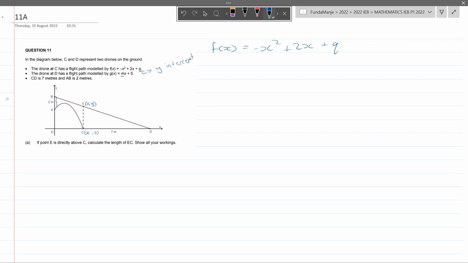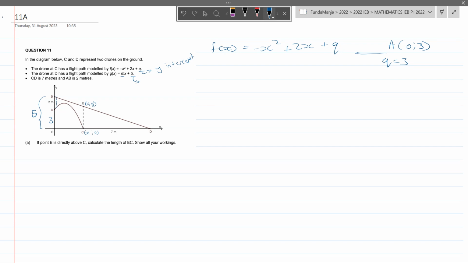And what else do we know about this? We are told that the y-intercept for G is 5, but the distance between B and A is 2. So if from origin to B it's 5 units, then from O to A it will be 5 minus 2, which will be 3. Which means the coordinates for A are 0 and 3, which means the value of Q is equal to 3. We can make that substitution and equate this to 0 and start solving.